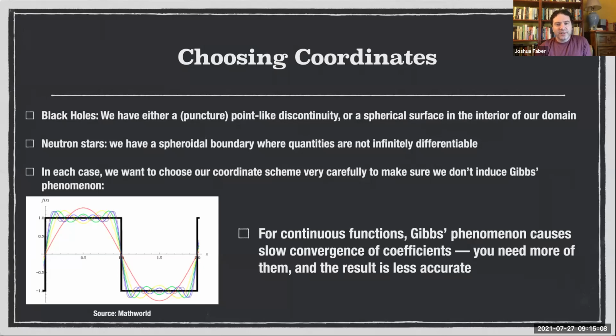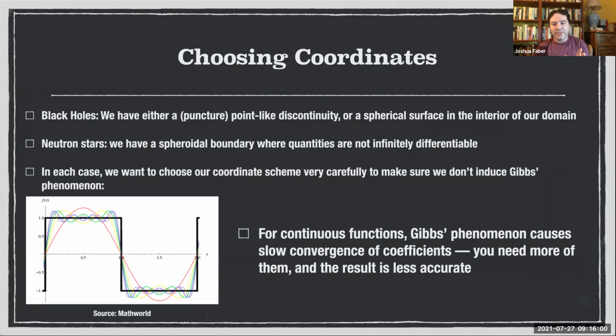So why is choosing coordinates such a key thing to do? Well, for black holes, we either have some kind of point-like discontinuity or a spherical surface where we're going to be excising data. For neutron stars, we have a spheroidal boundary where quantities are not infinitely differentiable. In both cases, what you want to do is avoid Gibbs phenomena. Here you see a square wave modeled using Fourier terms, and you'll notice famously that if you have a discontinuous function, as you try to model it with more and more terms, the fit gets better throughout the domain fairly well, except by the discontinuity, where the error never actually drops in magnitude. It drops in width, but it stays at essentially constant magnitude forever.